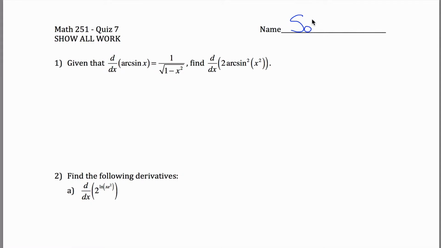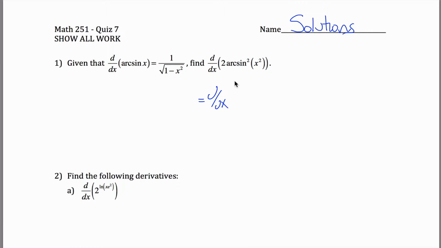All right, here are solutions to quiz 7 for Math 251. You're told that the derivative of arcsine is 1 over the square root of 1 minus x squared, and you're asked to find the derivative of 2 times arcsine squared of x squared. I think it helps to rewrite this.